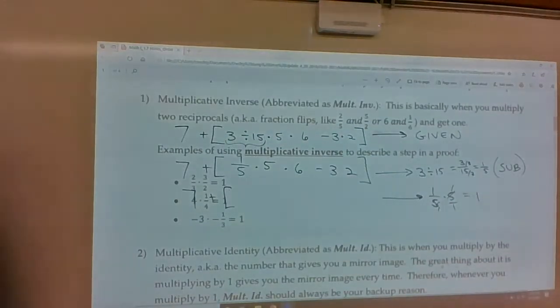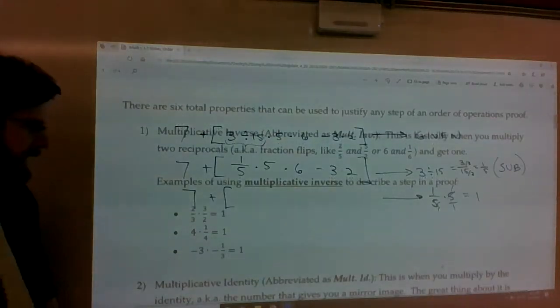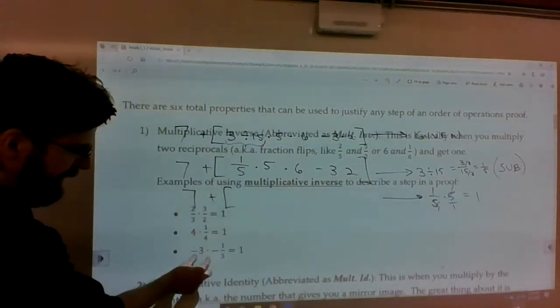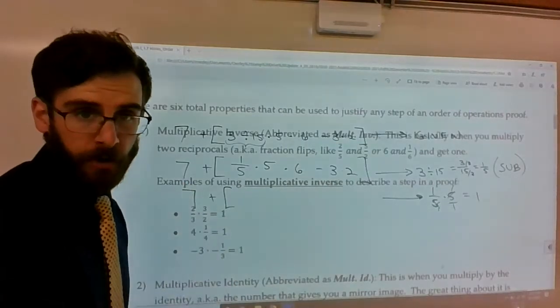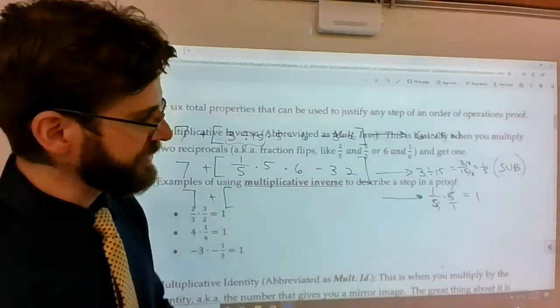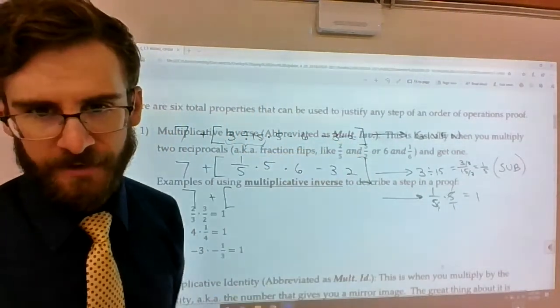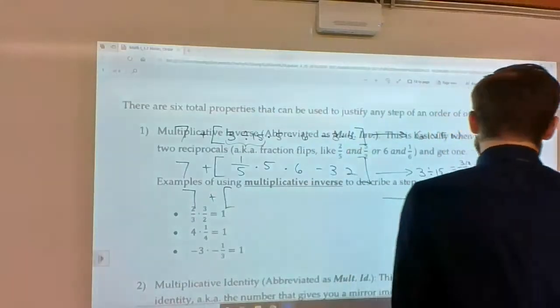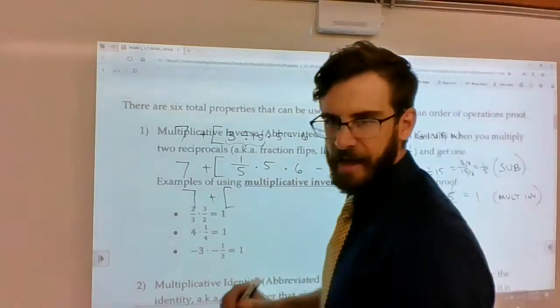That makes way more sense. I'm multiplying by the fraction flips of my original statement and getting 1. I'm multiplying by the reciprocal, I'm multiplying by the inverse, and I get 1 at the end. So, multiplicative inverse would be that move.